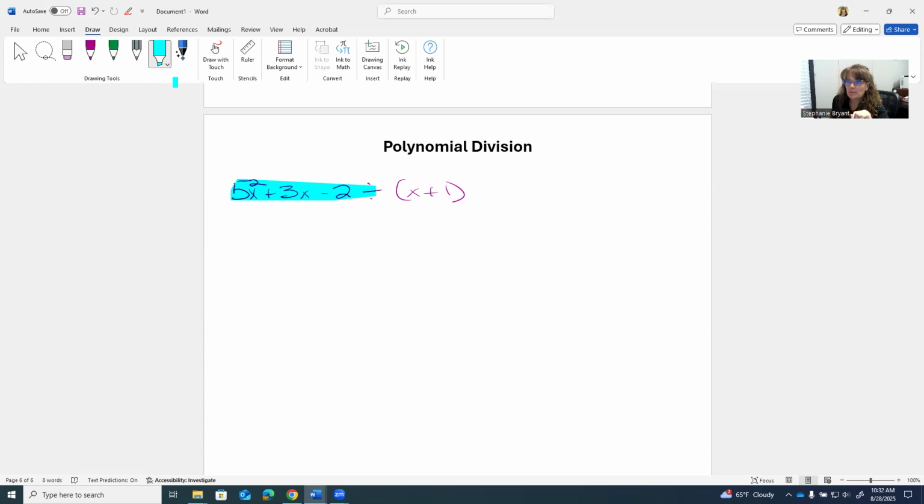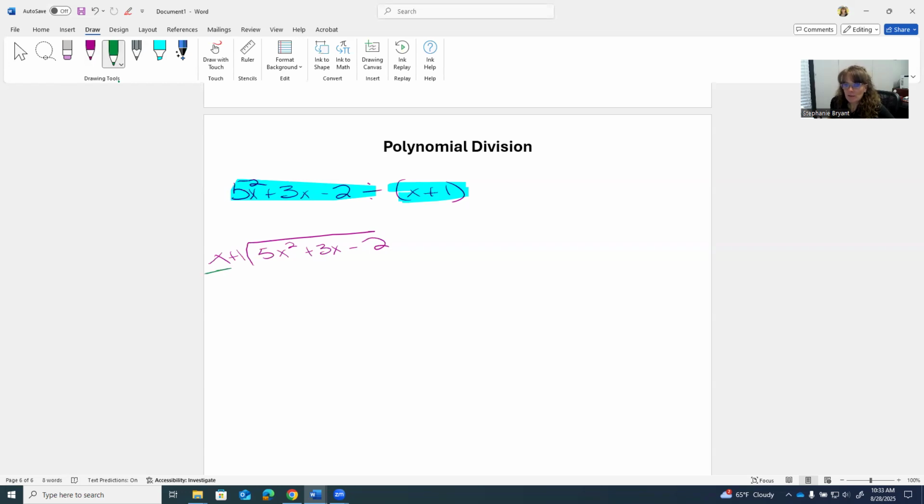Okay? And then I notice here's my denominator. Whenever I write long division out, my bottom number, no matter what it looks like, goes on the bottom. And then I'm going to put my numerator, my top number, here. And again, if you're missing a term, like if I was missing that 3x, I'd put 0 here. If I was missing -2, I'd put 0 here. So let's get started, guys.